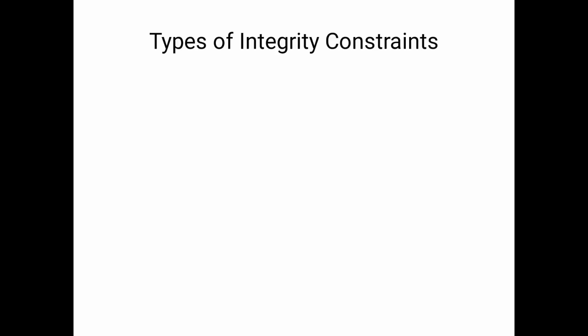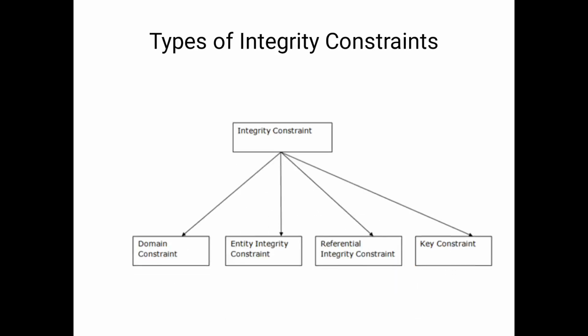We have four types of integrity constraints. The first one is domain constraints, the second is entity integrity constraints, the third is referential integrity constraints, and the last one is key constraints. Let's see them one by one. First is domain constraints.